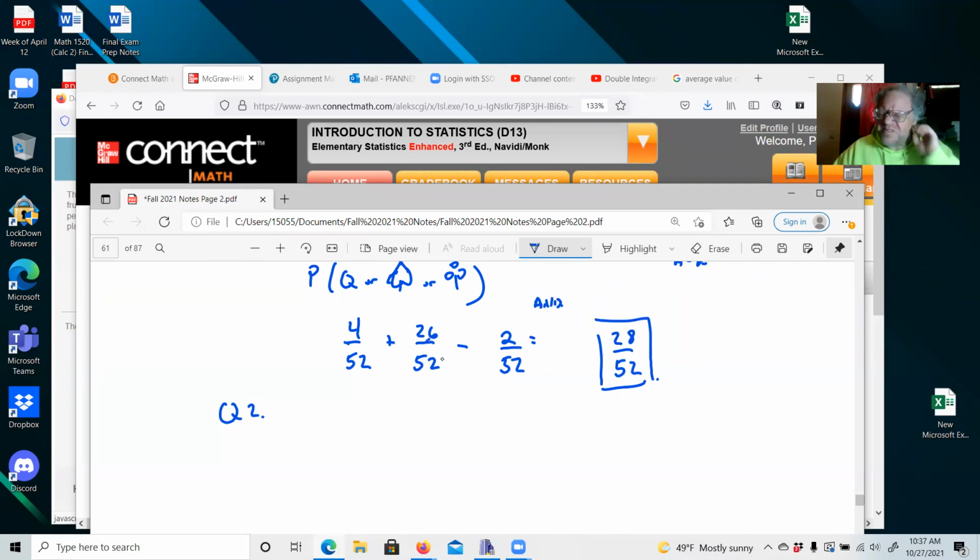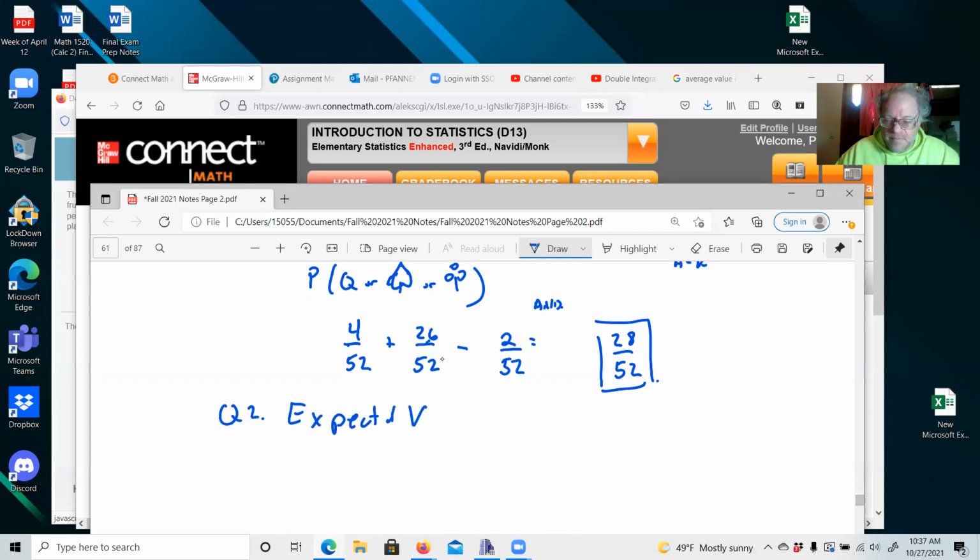Question 2, expected value. You have to know that expected value is equal to the mean. So when you see that word expected in a statistics quiz, understand that that's a vocabulary word, and that means you should be doing this. You should add up the value of the event times the probability of the event. That's the average. So that's the other thing you have to know.